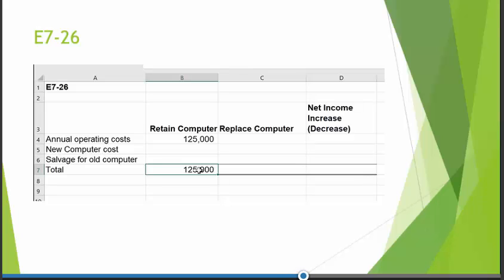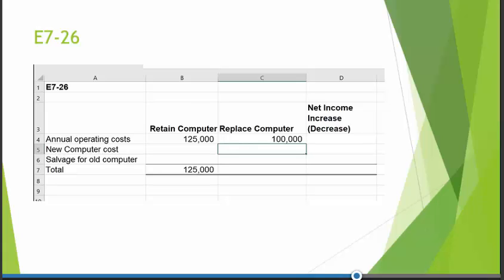We don't consider the purchase price of the current computer because it's a sunk cost. We've already paid it. It doesn't go into our analysis. We're not getting that money back. If we decide to replace the computer, it's only going to be $20,000 a year to operate. So 20,000 times 5 is only 100,000. So it's only 100,000 to operate the new computer.